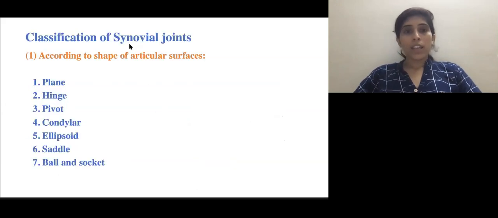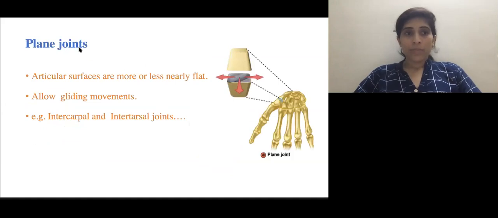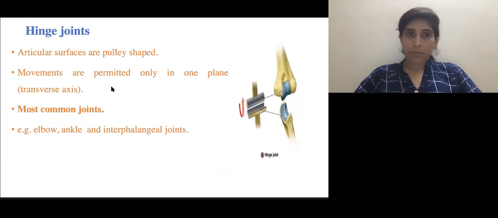Now we'll see the classification of synovial joint according to the shape of the articulating surfaces. I'll not repeat again; we know the different types of synovial joint. Now we'll see in detail the individual joints, that is, the plane joint. Here the articulating surfaces are more or less nearly flat, allowing the gliding type of movement. Intercarpal and intertarsal joints are this type of joint.